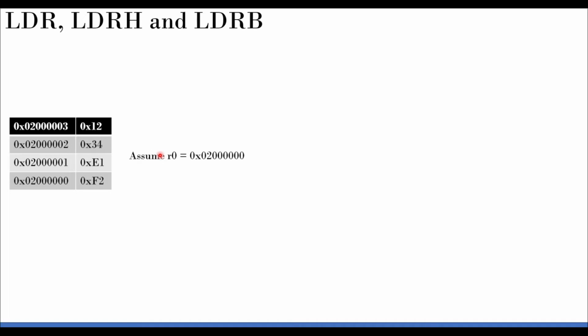Now let's put some commands. Let's say I have already loaded R0 with this particular address location. So basically I can do it straightforward. LDR R0, then this particular address location I already have in R0. So R0 is like a pointer to this particular address location. That's the meaning of it.